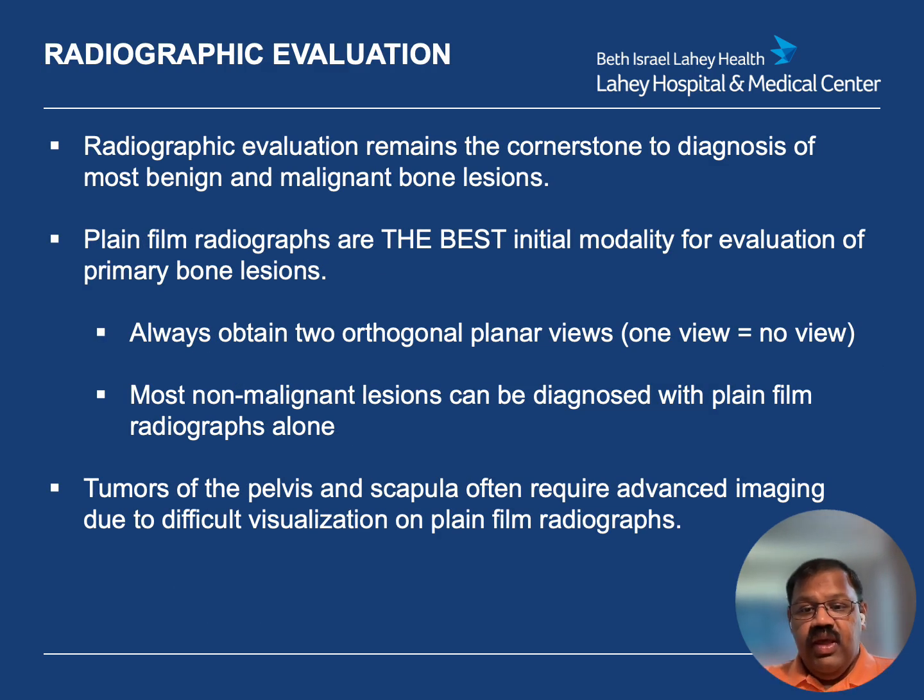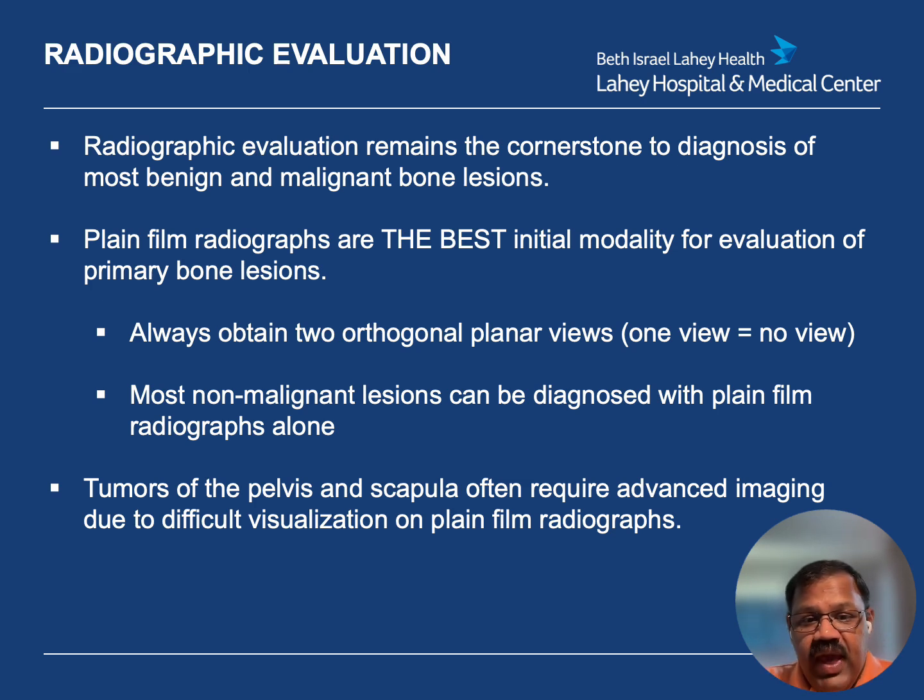So once you've done a thorough history and physical examination, the next component is assessment of available imaging studies. And typically that starts with simple plain film radiographs. These are cheap, they are generally easily accessible, and can give you a lot of information about the type of tumor that you're contending with just from orthogonal view assessment.